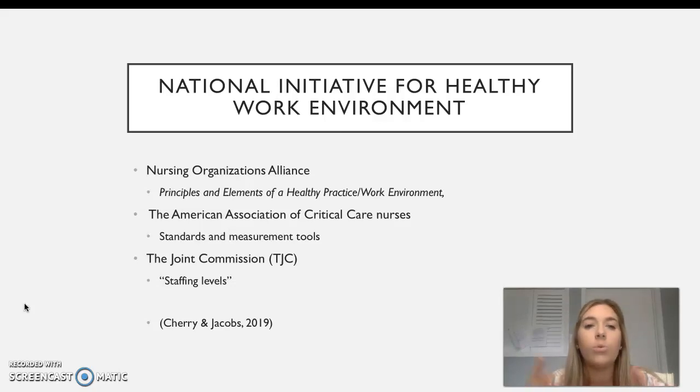So overall, we need to promote workplace safety and workplace environment to be positive so that we can better take care of our patients and have a safer environment.